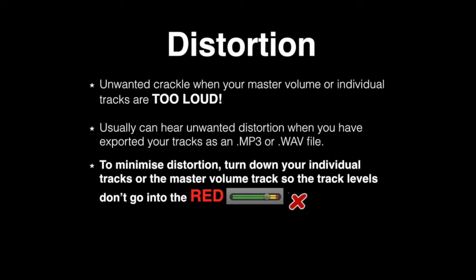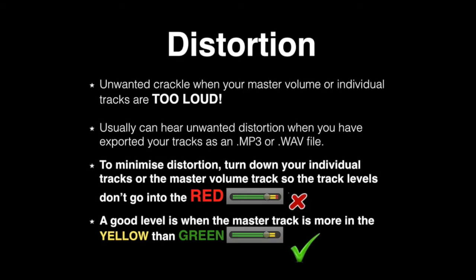To minimize distortion, turn down your individual tracks or the master volume track so the track levels don't go into the red. So if the fader goes into the red, it's really bad. A good level is when the master track is more in the yellow than the green. So if it's in the green too much, it'll be too soft when you export it.